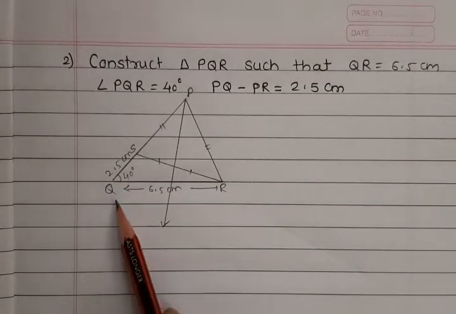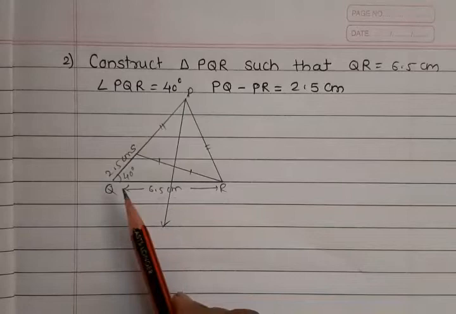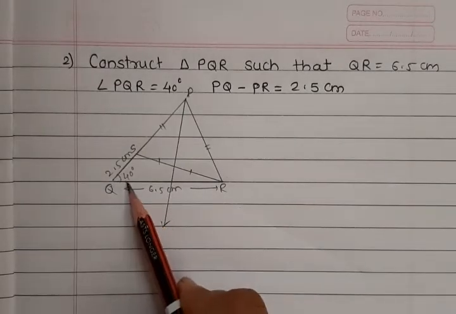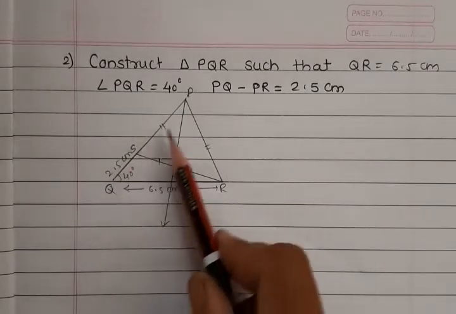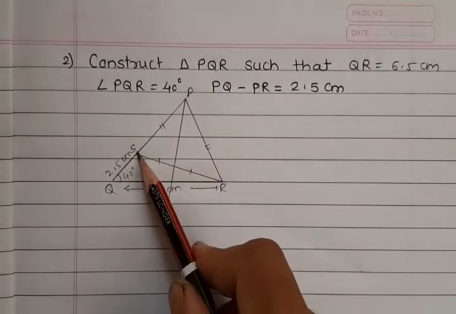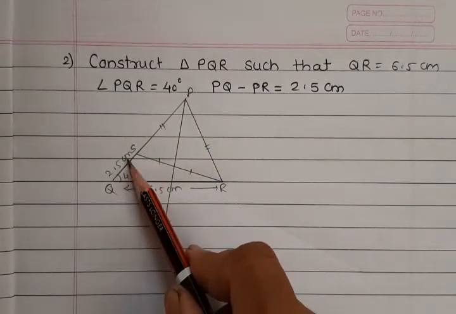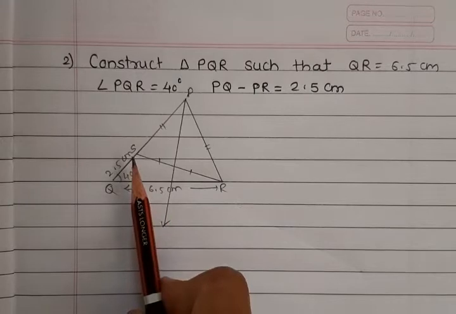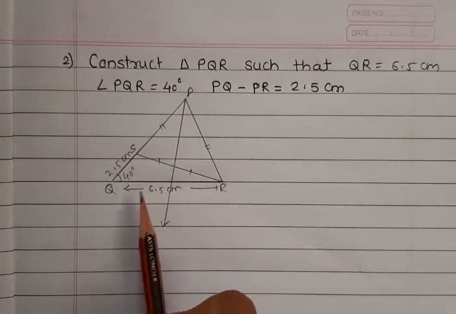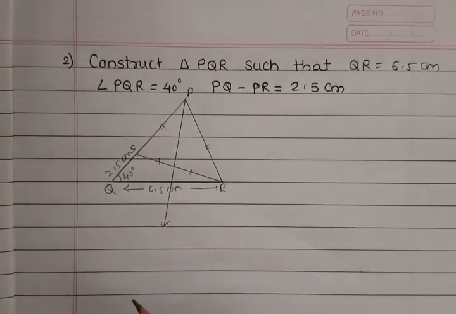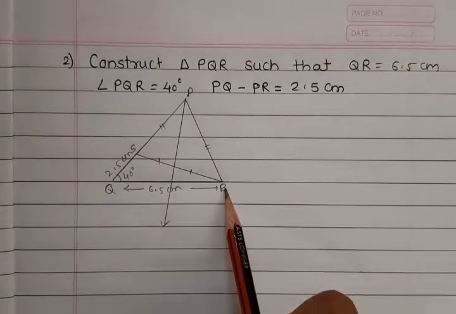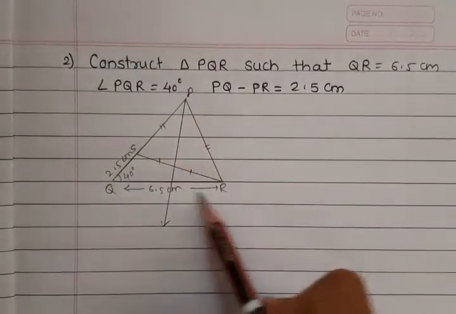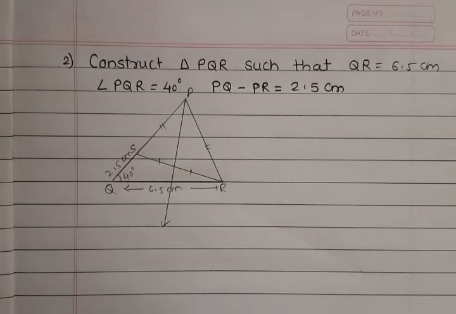In the rough diagram, QR is the base of 6.5 cm, then angle Q is 40 degrees, and on ray QP the point S is marked at a distance of 2.5 cm. Then we have to draw the perpendicular bisector of SR. After drawing the perpendicular bisector of SR, we get the required triangle PQR. Now let's do the actual construction.